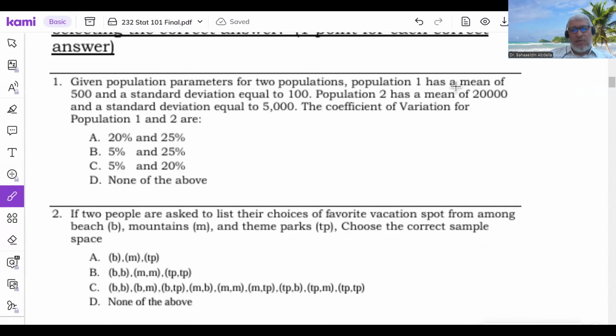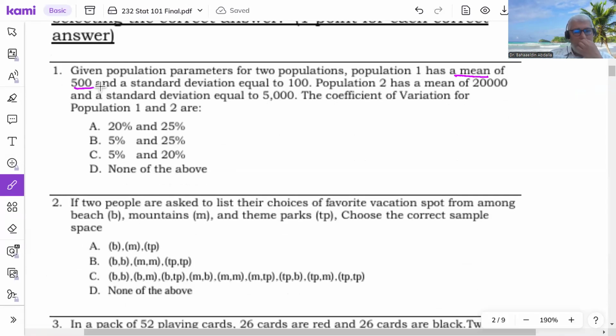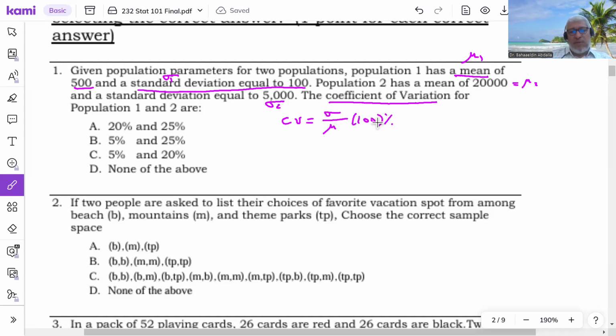Population 1 has a mean of 500 and standard deviation of 100. So you can say that this is mu 1 and this is sigma 1. Population 2 has a mean of 20,000, so this is mu 2, and standard deviation, this is sigma 2. We need the coefficient of variation for the two populations. The formula for the coefficient of variation is sigma, the standard deviation, over mu times 100%.